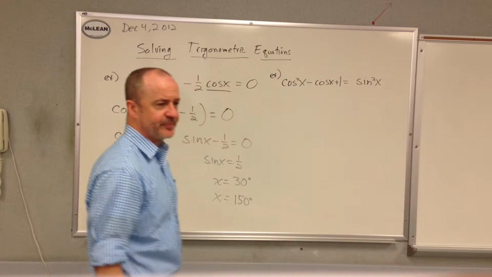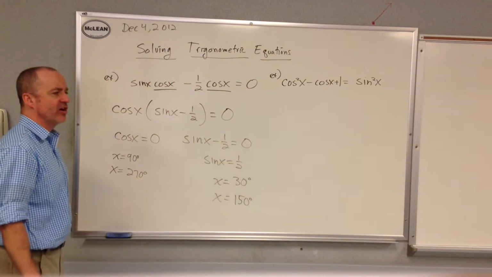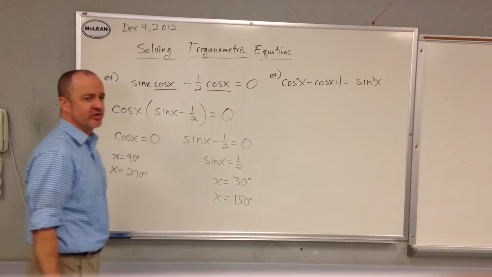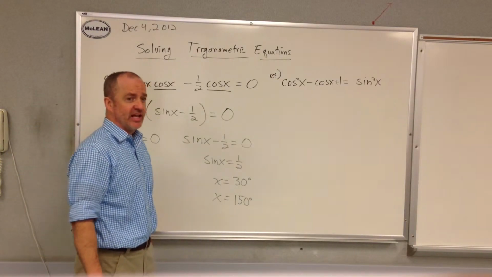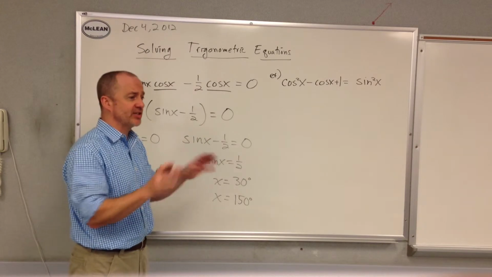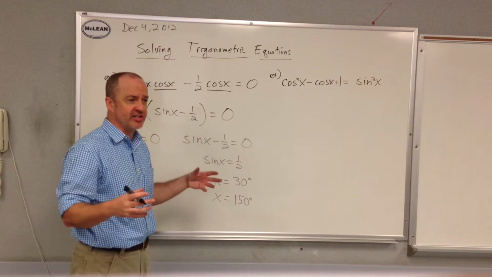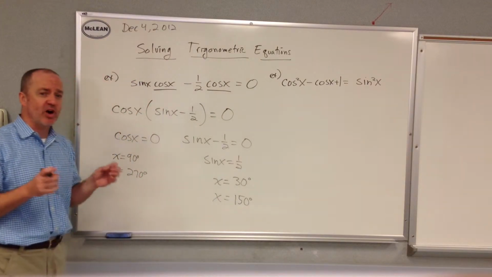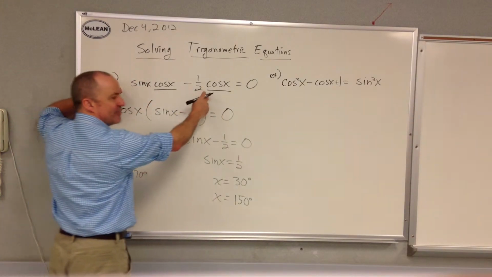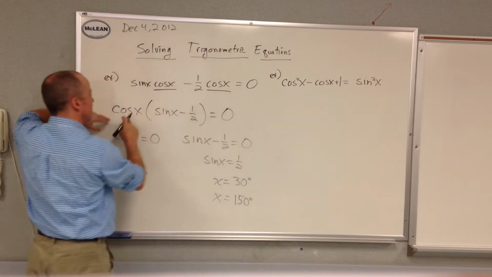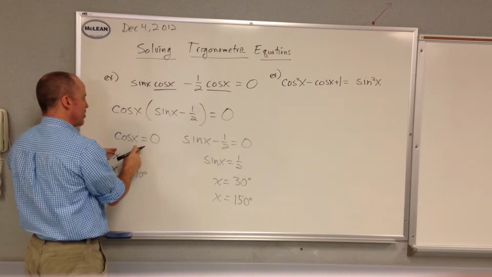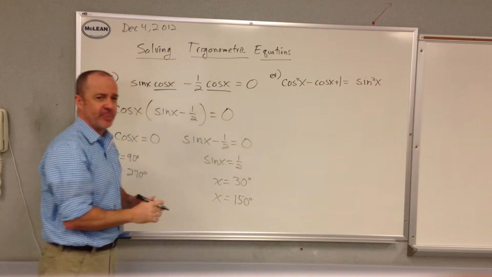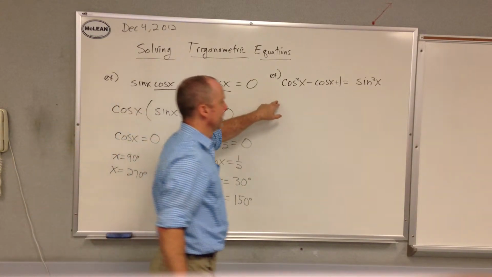Here's a hint. It can be very hard to solve one of these if you have more than one trigonometric ratio involved. In your perfect world, you'd like it to be all sines, all cosines, all tangents, all cosecants, all secants, or all cotangents. You want it to be all one thing. Here we didn't have that choice, but notice what we did. When we factored out the cosine, it gave us one equation with just a cosine in it, and another equation with just a sine in it. That's not going to help us here.